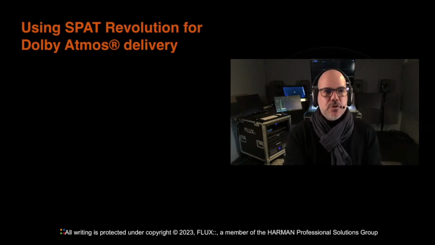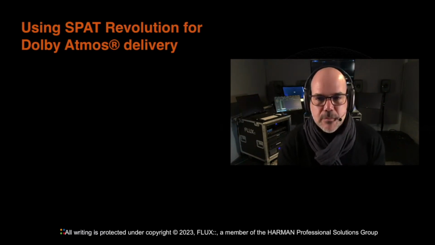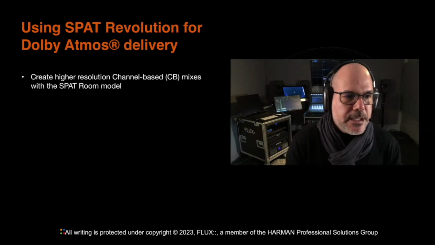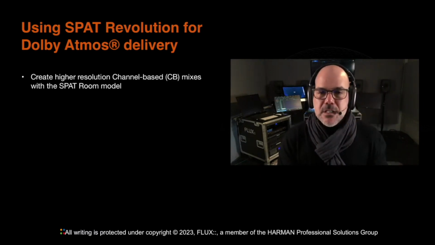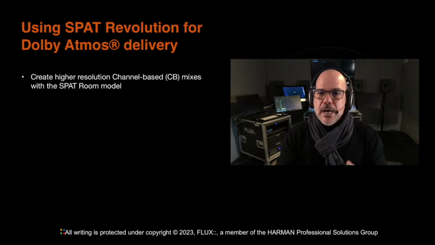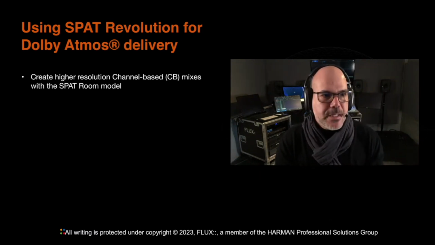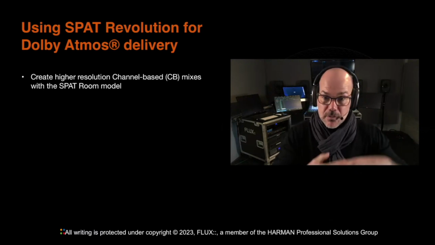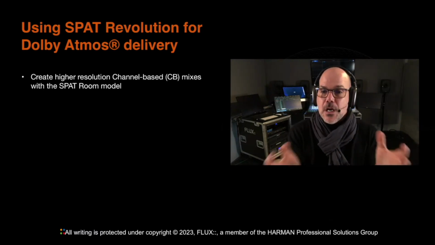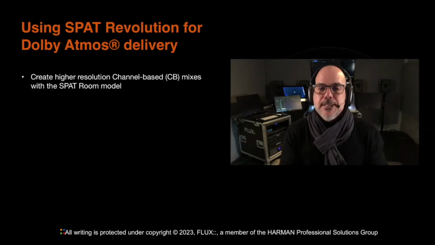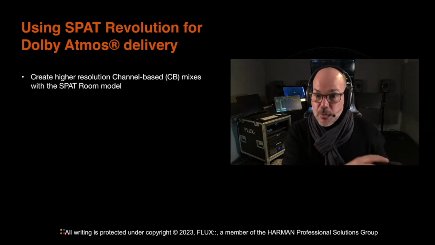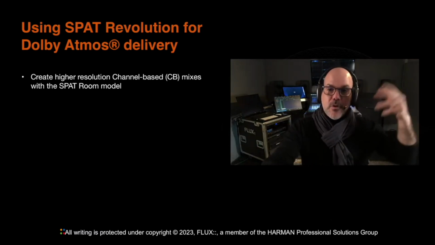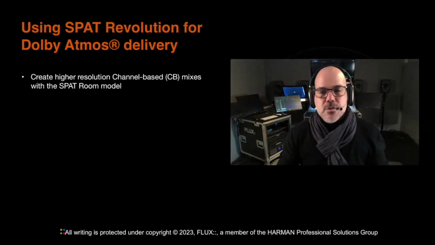Using SPAT Revolution for Dolby Atmos deliverables. This is what we're going to be doing today. What this subject is all about is the ability to create a higher resolution channel-based mix using the SPAT room model. So taking advantage, instead of using objects in the Dolby Renderer that does not have the attenuation model and no reverb engine attached to it. You've got to deal with your reverb with a stereo reverb or a 5.1 reverb in the bed and so on and so forth.